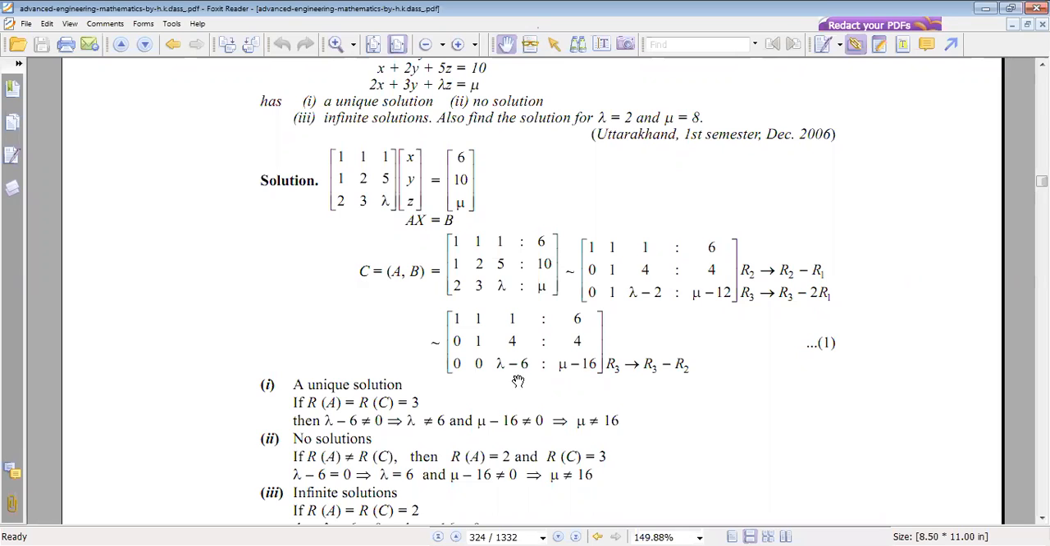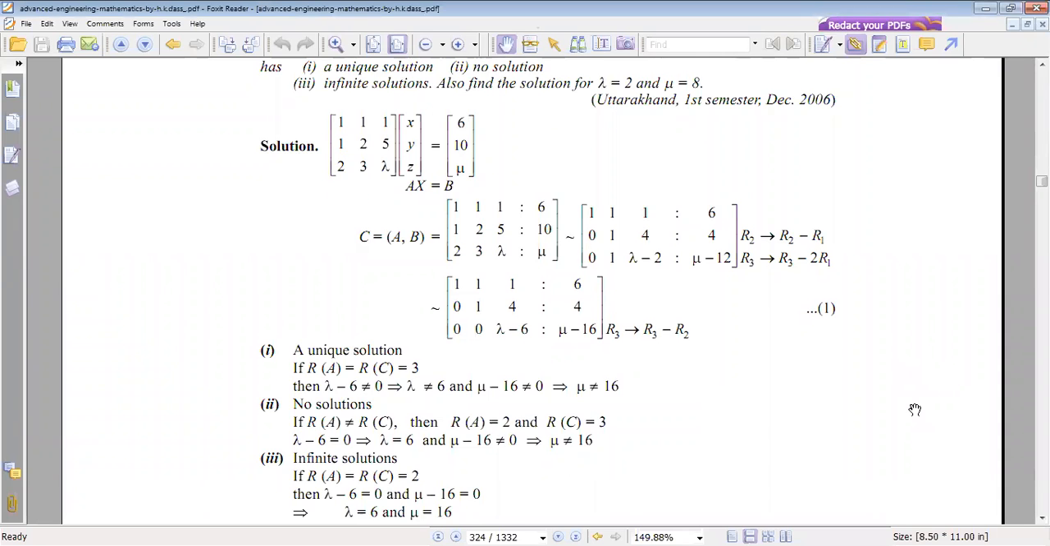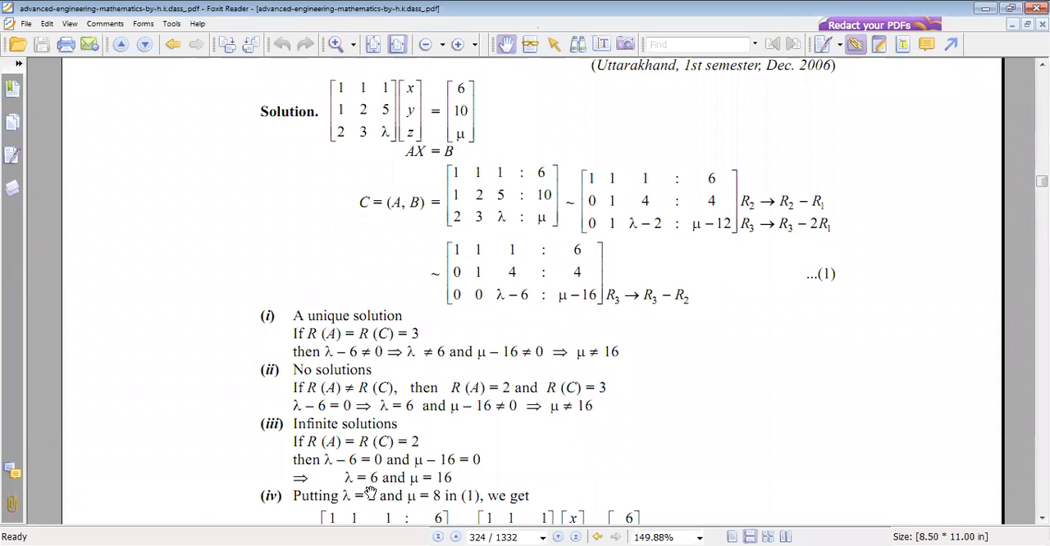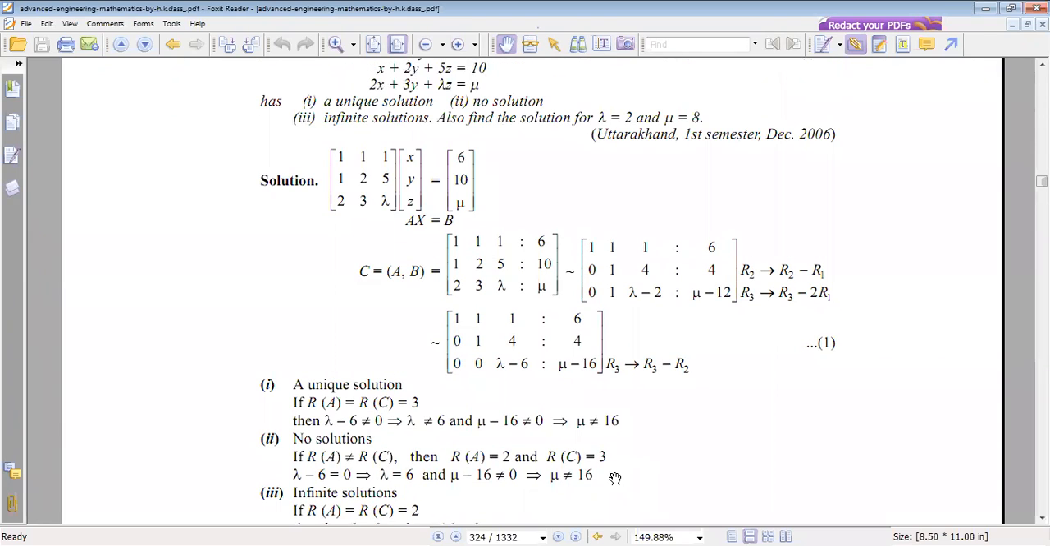So the rank will be equal to 2 if lambda minus 6 is equal to 0, as well as mu minus 16 is equal to 0. That means lambda is equal to 6 and mu is equal to 16. Clear? So in this way, we can find out the values of lambda and mu.